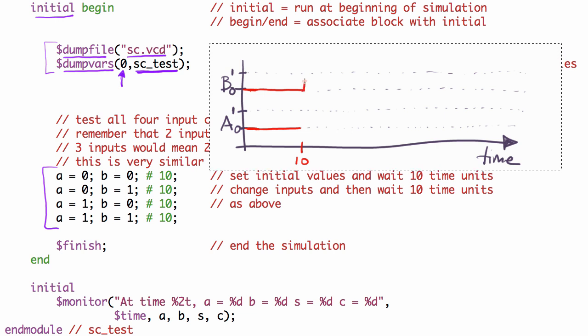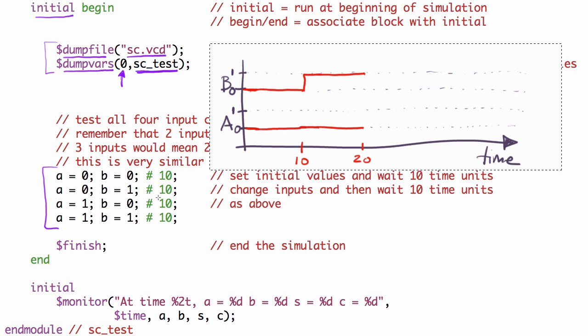Then after that 10 time units has passed, A should remain as 0 and B should change to 1. So at time 10, B is going to change to 1, but A is going to remain at 0. We're going to do that for another 10 time units. At the end of that 10 time units, we want to set A to 1 and B back to 0. And we're going to hold those values for another 10 time units.